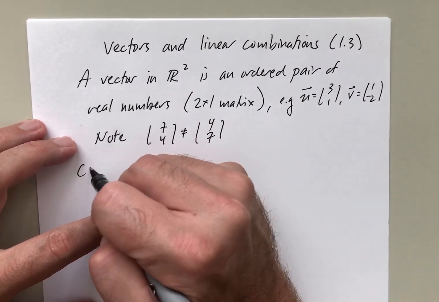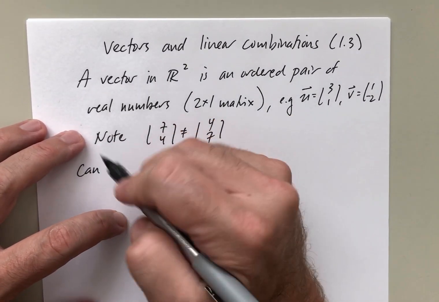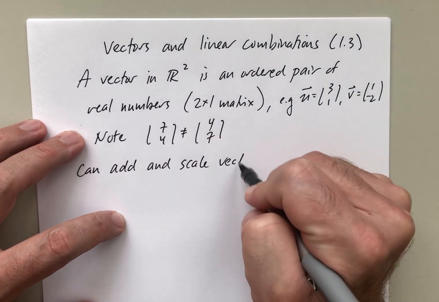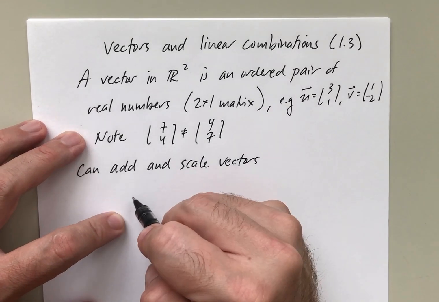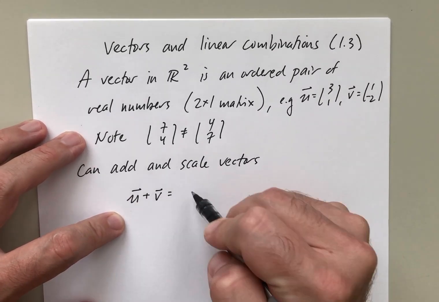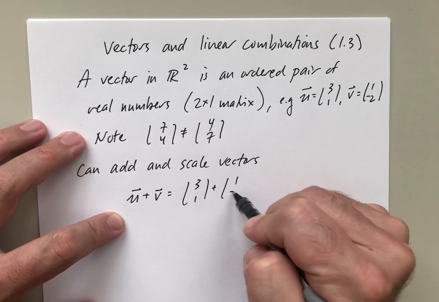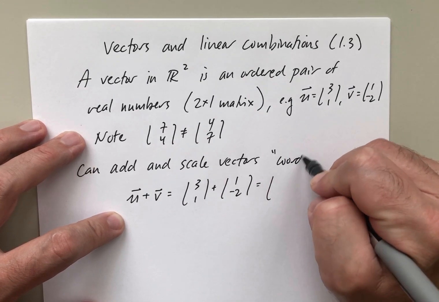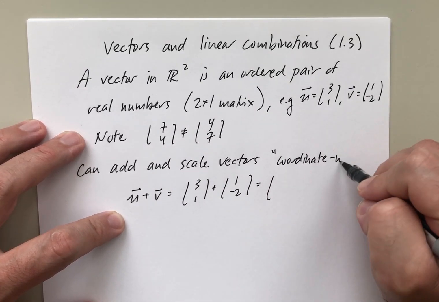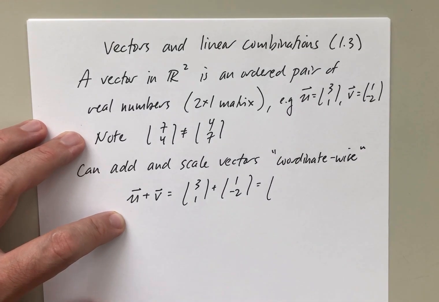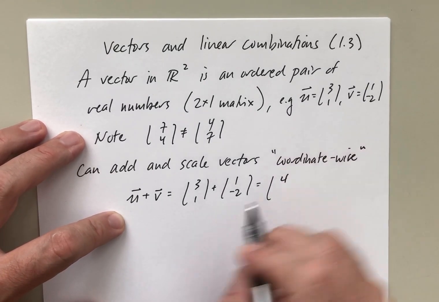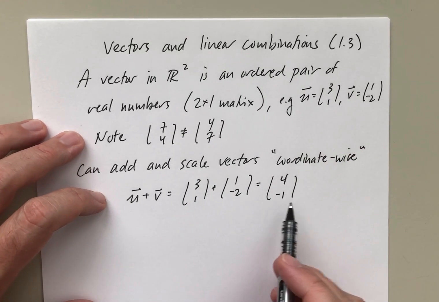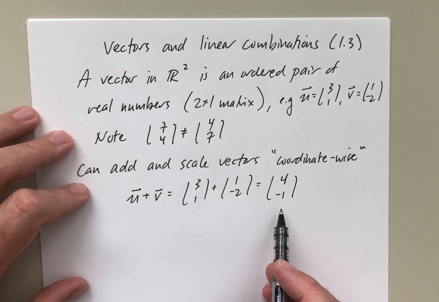The two things that we can do with these vectors that I want to emphasize here is that we can add and scale vectors. So what do I mean by addition? Well, if I took u plus v from above, that's 3, 1 plus 1, minus 2. I add and scale vectors coordinate-wise. When I say coordinate-wise, I look at the top coordinate, add them, and I get a 4. The bottom is 1 plus minus 2, which gives me a minus 1. That's the sum of the two vectors, a new vector in R2.